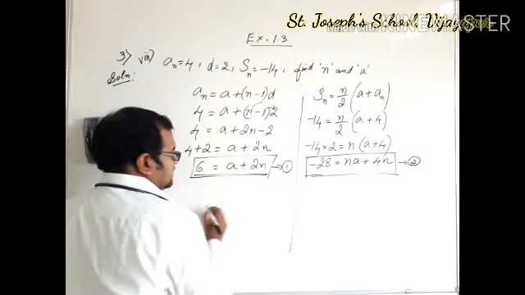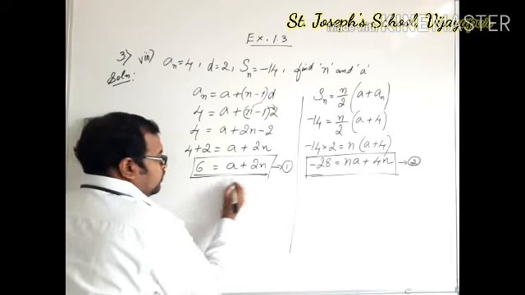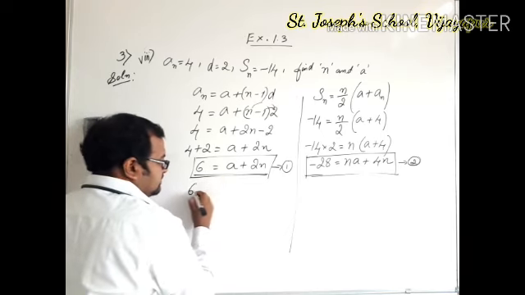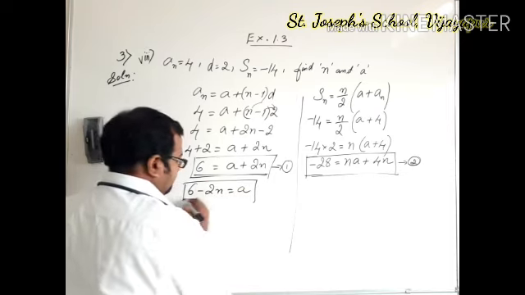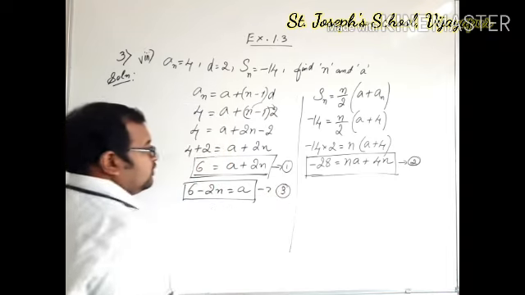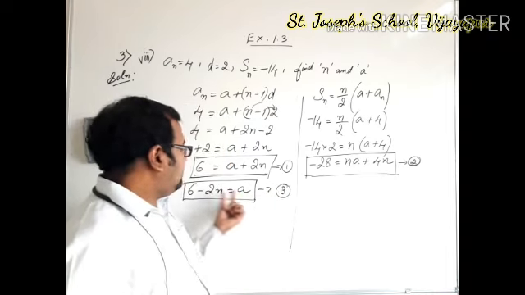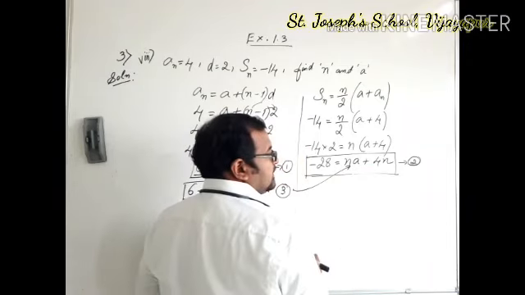Now let us continue with this. I will consider equation 1. What is a equal to? 2n comes to this side, becomes 6 minus 2n is equal to a. This will be my equation 3. Now from equation 3, I can replace a with 6 minus 2n. Here it is a, I will replace this.